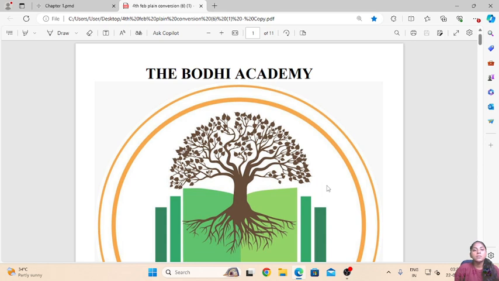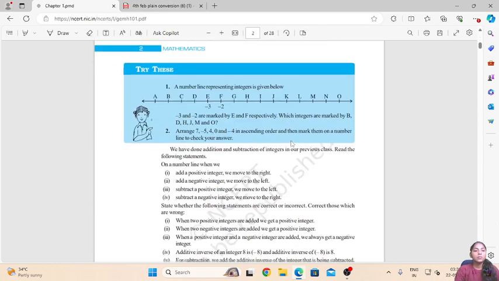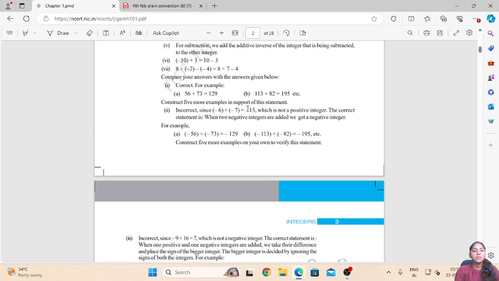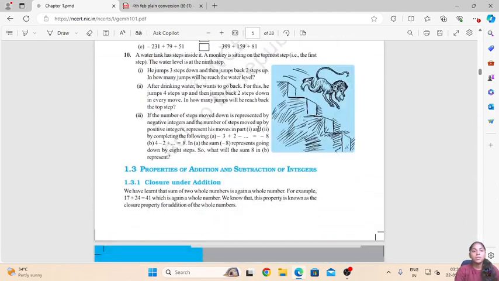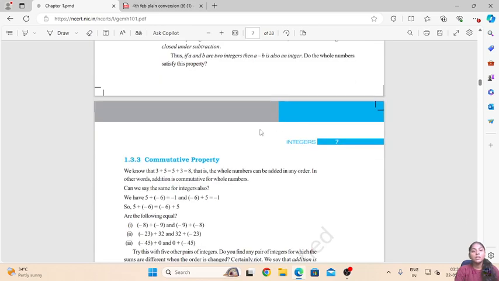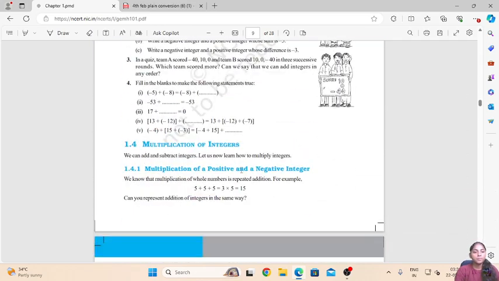In today's class, we will continue the class 7 maths chapter that we were doing, that is integers. So, we have learned various properties of integers with respect to addition, subtraction and multiplication. Today we will learn about different properties of division of integers.